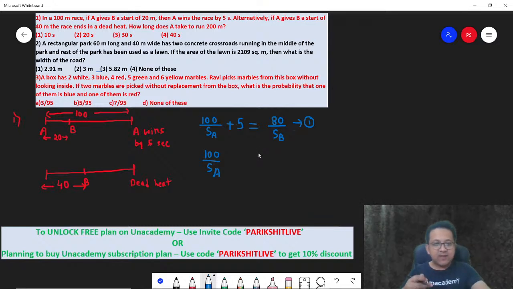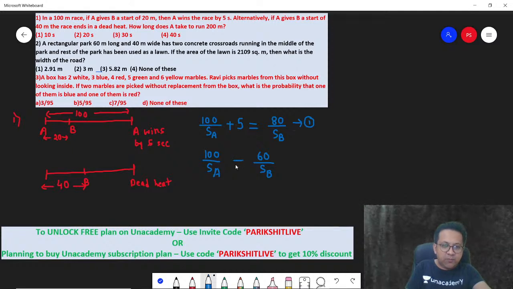Remember, B doesn't run the entire 100 meters. B runs 100 minus 40, basically 60 meters. So 60 divided by speed of B is the time. It is a dead heat, and dead heat means both of them take equal time. So can I just equate both of them?